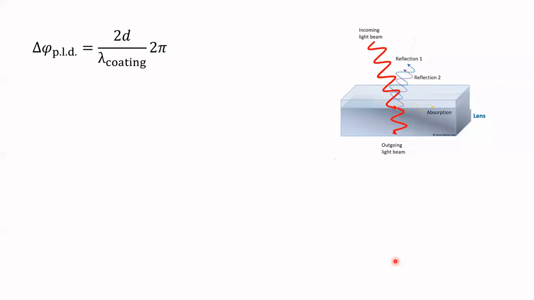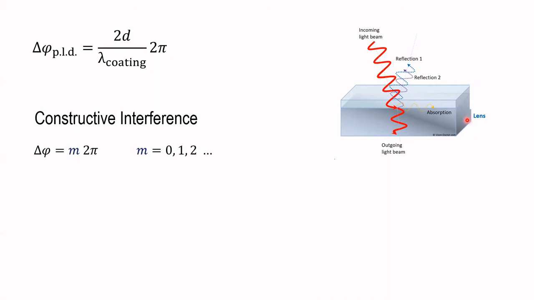Let's now recover some formulas that were given in your book. For the specific case of an anti-reflective coating where the index of the coating is less than the index of the glass, what if we would like constructive interference? Off the top of my head, I can't think of a reason why you would want that. If you were hoping to get maximum reflection off the surface, and maybe you're thinking, okay, what's going on here?